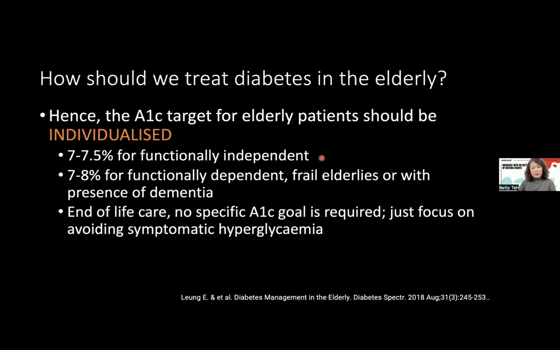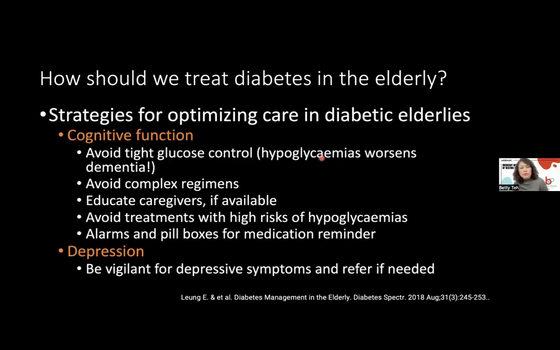Yeah. Okay. Yeah, sure. So what can we do in order to treat all these patients? So there are a few strategies for this. Then we just focus one by one.